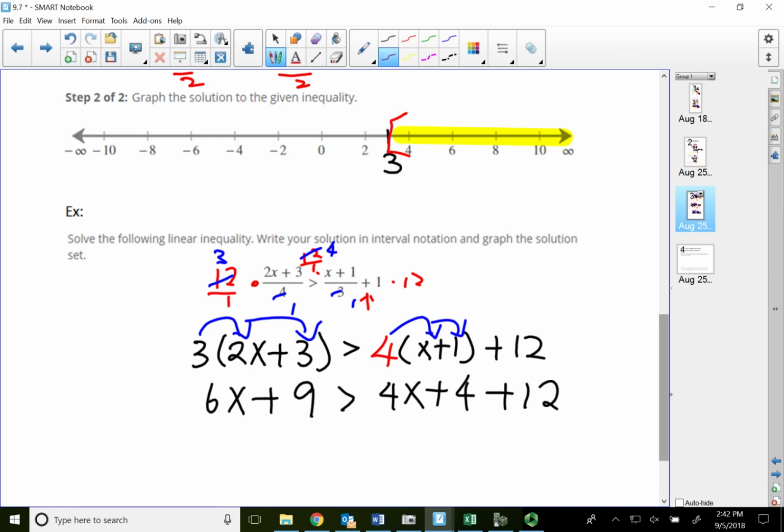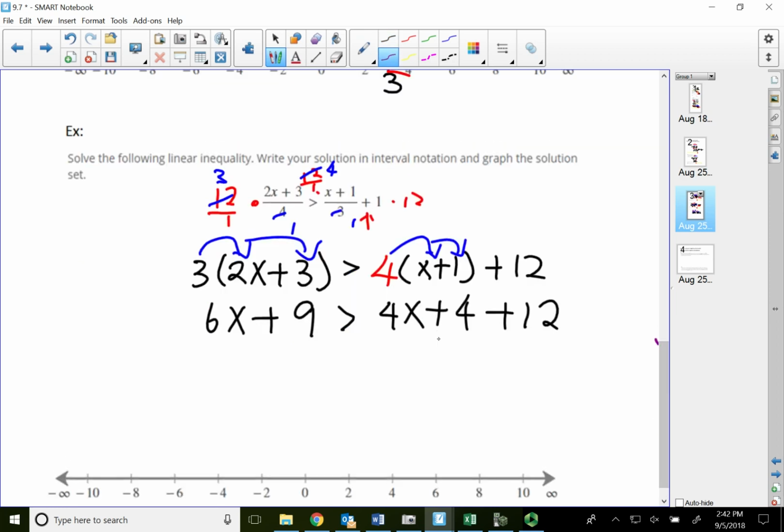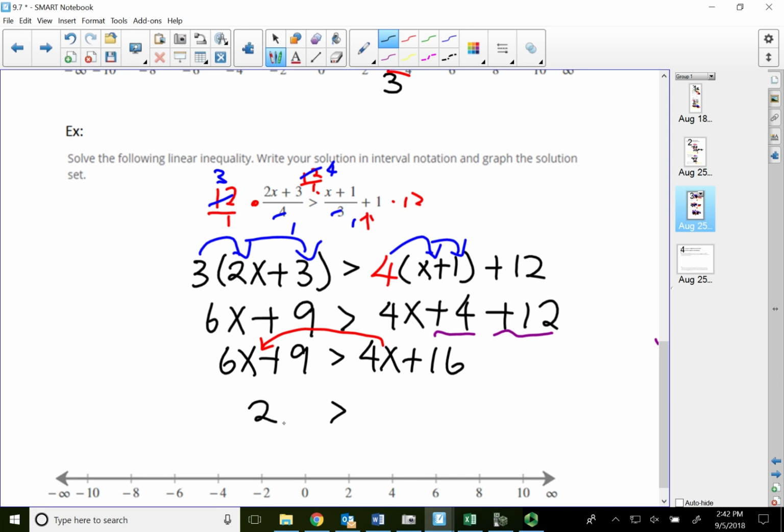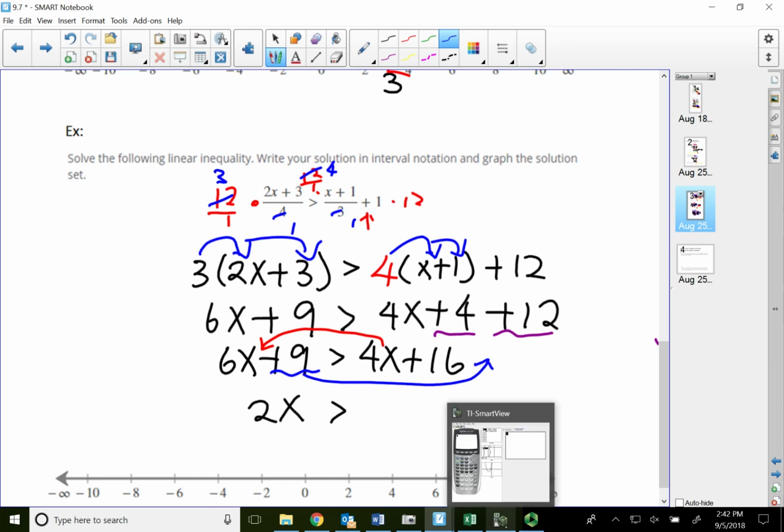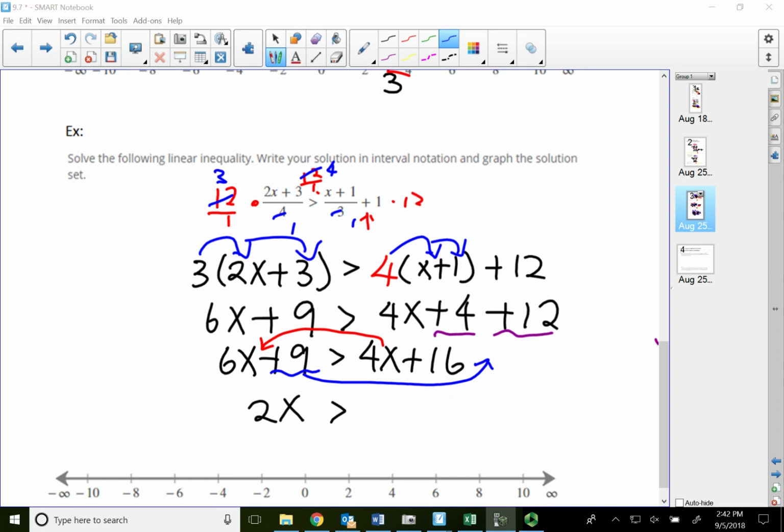Combine like terms on each side. These 2 terms can be combined. So I should get 6x positive 9 greater than 4x plus 16. So since the 6x is bigger than 4x, let's move my 4x over, becomes negative. So that'll be 6x minus 4x, which gives me 2x. All right, positive 9 moves over to the other side, becomes negative. 16 minus 9, right? 16 minus 9.